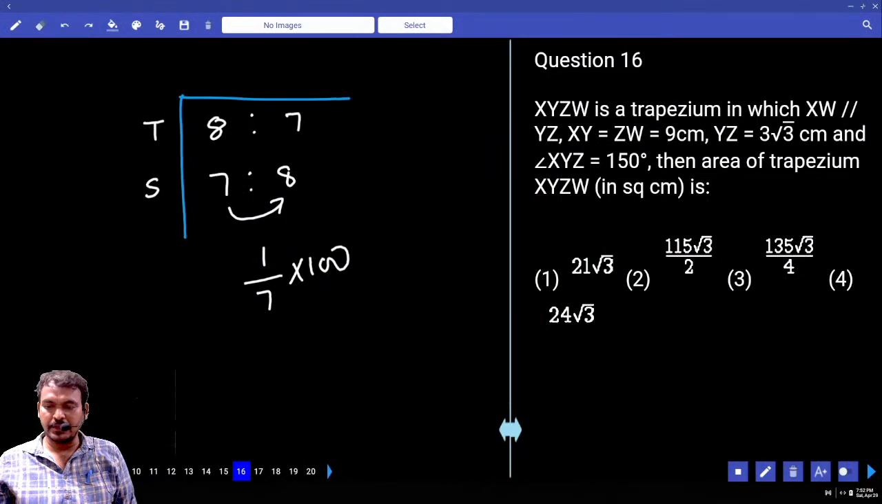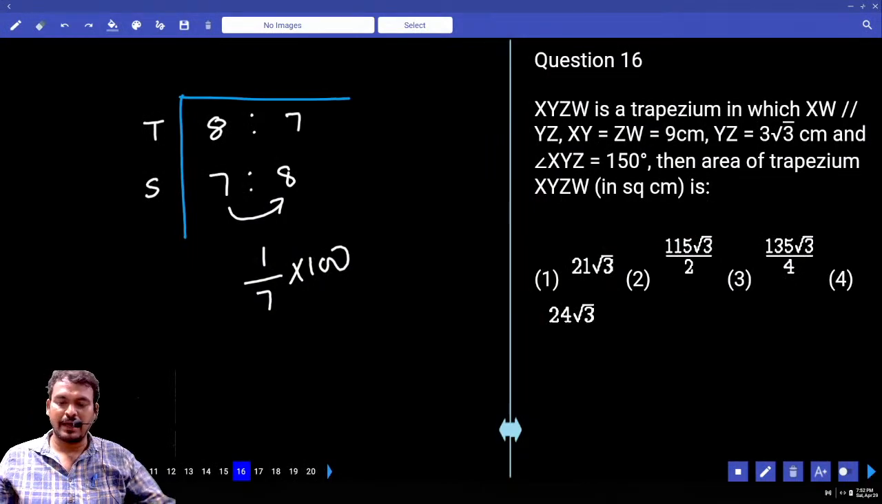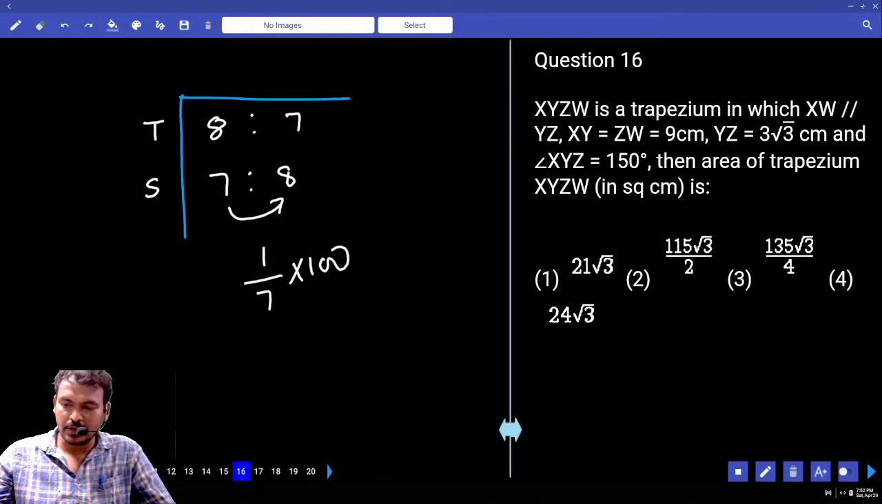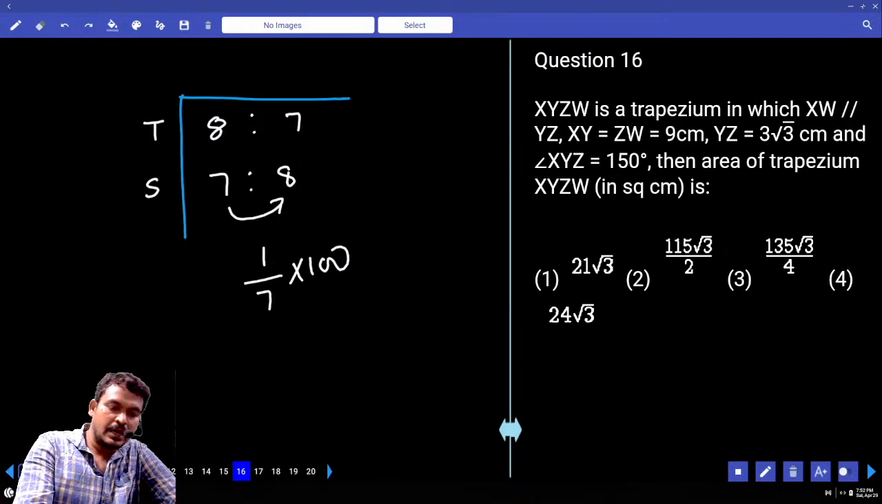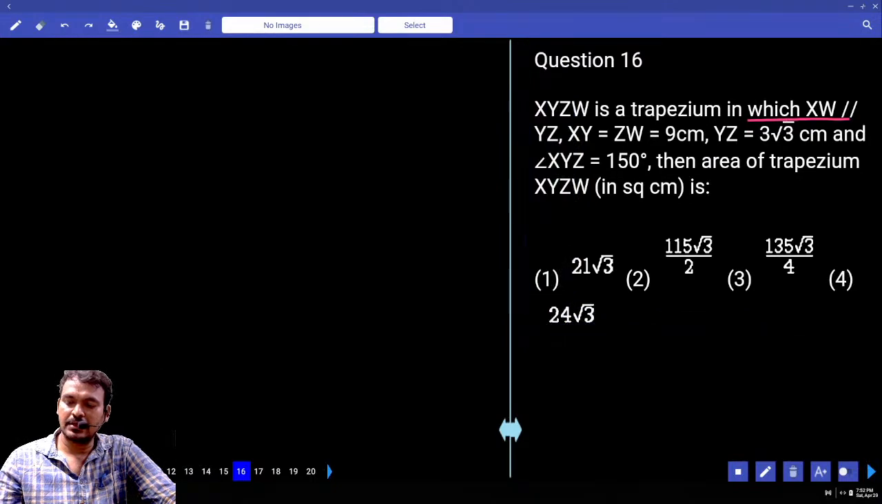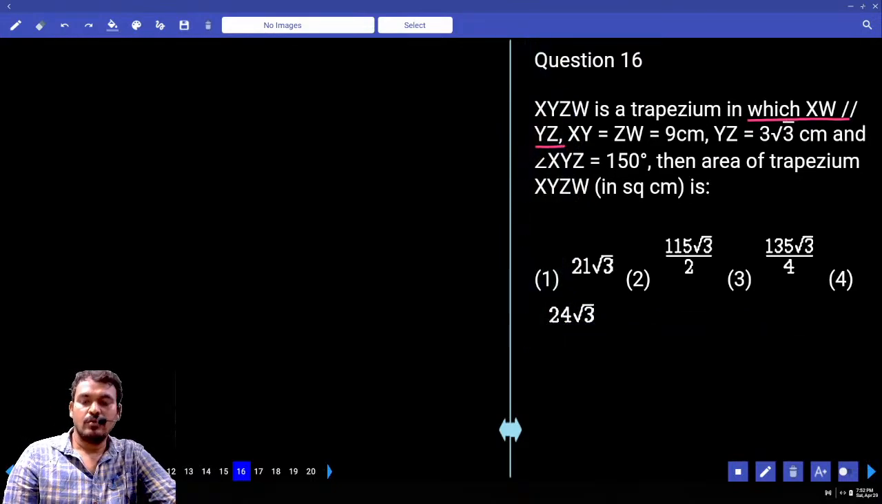XYZW is a trapezium in which XW is parallel to which one? YZ. XY equal to ZW and it is also equal to 9 centimeters. YZ equal to 3 root 3 centimeters and angle XYZ equal to 150 degrees. Then what is the area of the trapezium XYZW in square centimeters? And here XYZW is a trapezium in which XW is parallel to which one? YZ.